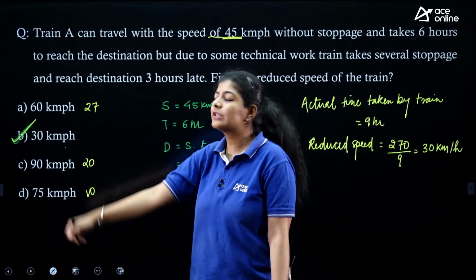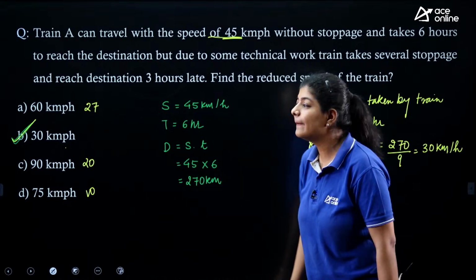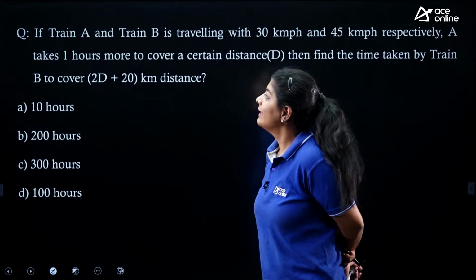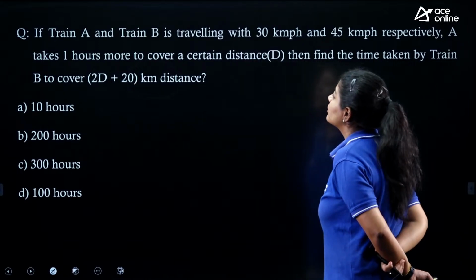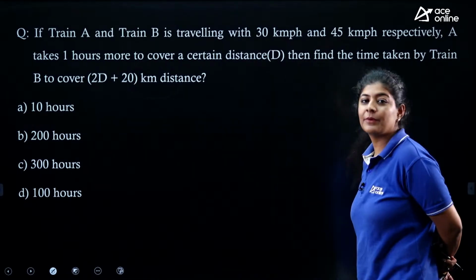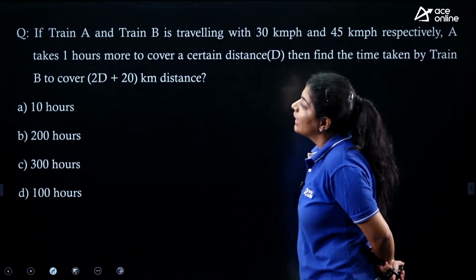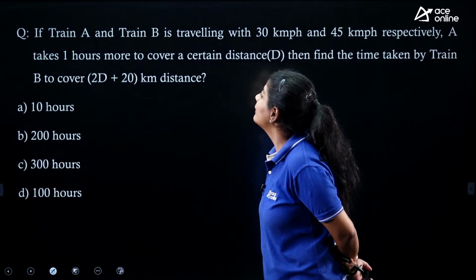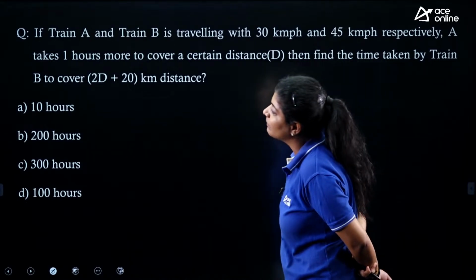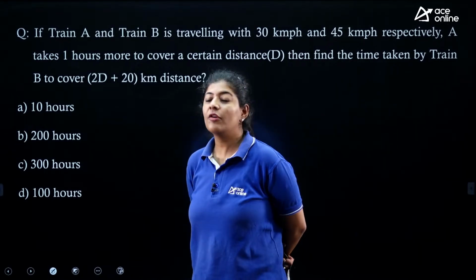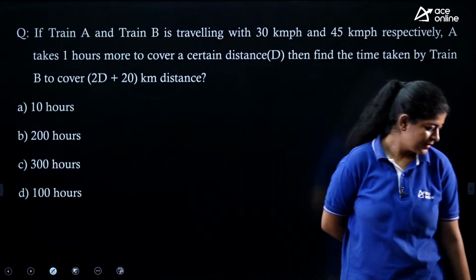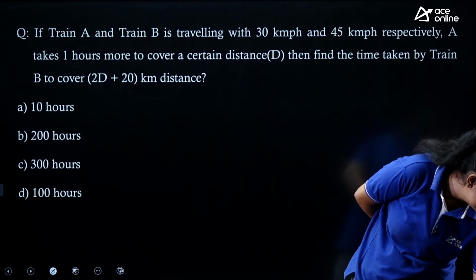So the only option that we are having over here is option number B. Next, the next question says that if train A and train B are traveling with 30 kilometers per hour and 45 kilometers per hour respectively, A takes 1 hour more to cover a certain distance D, then find the time taken by train B to cover a distance of 2D plus 20 kilometers. How are we going to find it out?